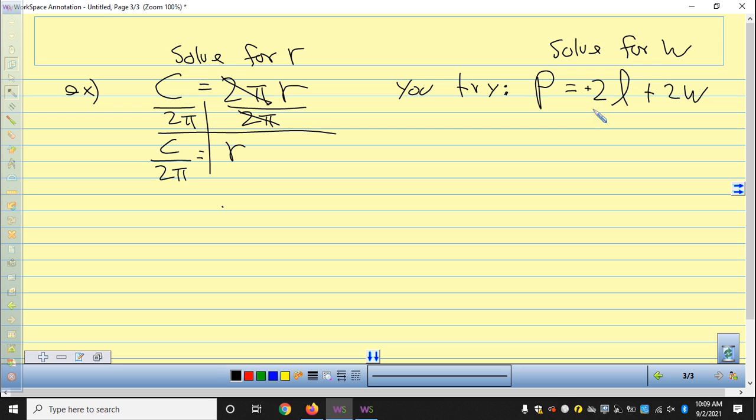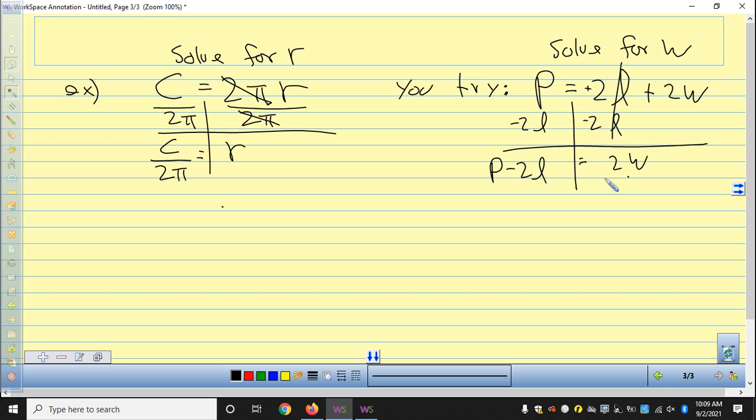All right, let's take a look at this. Are we all good on this one? So I want to get this W by itself. So how am I going to get this 2L away from the 2W? We're going to subtract this from both sides. These go away. The 2W comes down. My equals comes down. P minus 2L. I just write it like that.